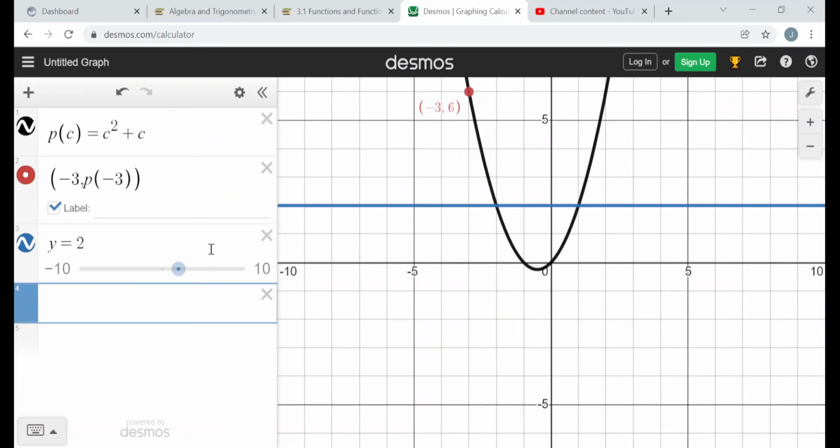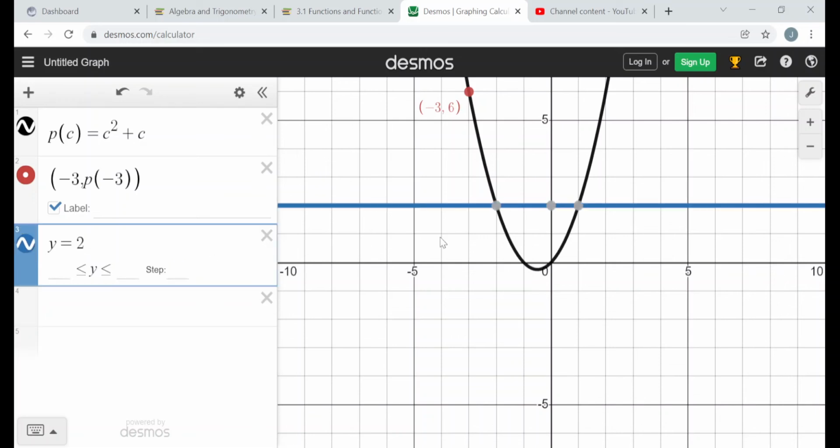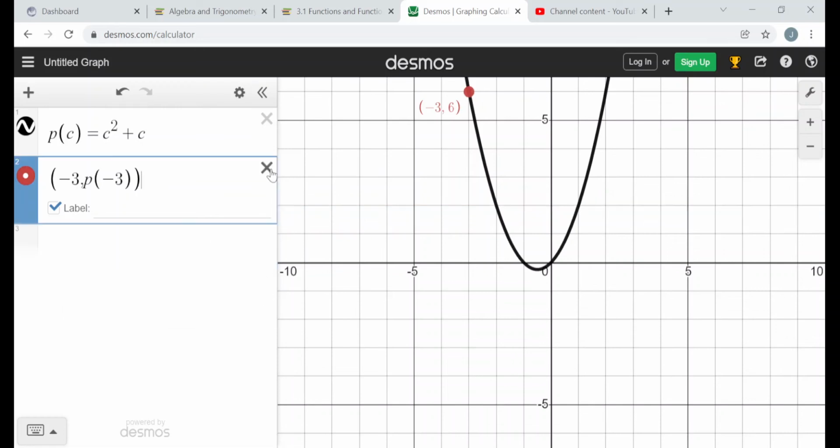All right. And see that they point out where the graph of y equals 2, if I click on y equals 2, they point out where they intersect the black graph. See, at 1, 2, and negative 2, 2. And we said earlier the solutions were c equals negative 2 and c equals 1. So you can see the solutions from the graph there. Wonderful. All right, and that's all I need for this function.